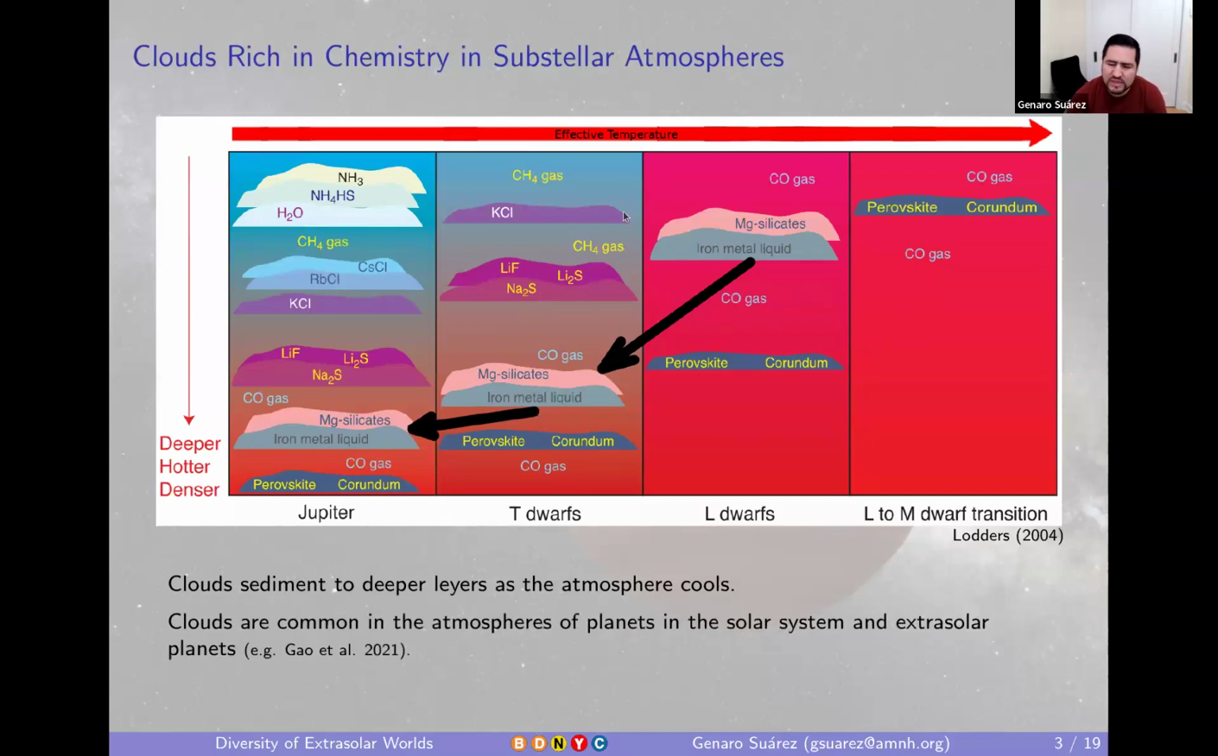And clouds like these are not only common in brown dwarfs, but also in the atmosphere of planets in our solar system and in exoplanets. And for example, it is hypothesized that the deepest atmospheric layers of Jupiter-like planets include silicate clouds, but we cannot observe those clouds because they are beyond the atmosphere. But we can learn about silicate clouds if we study warmer or L-type brown dwarfs.